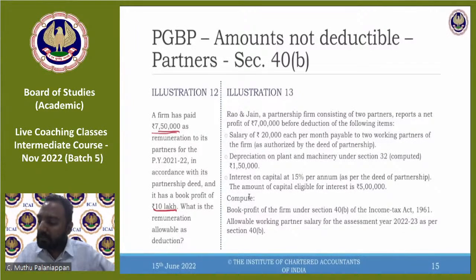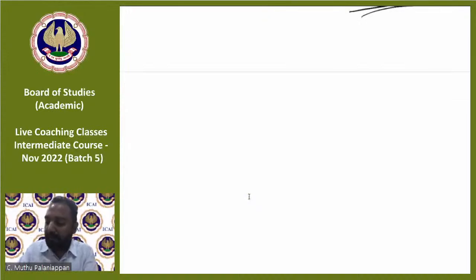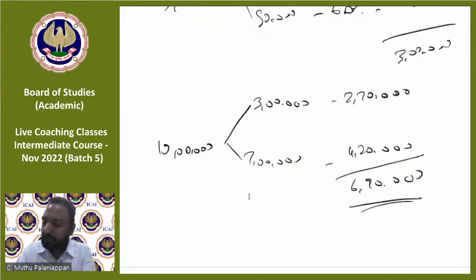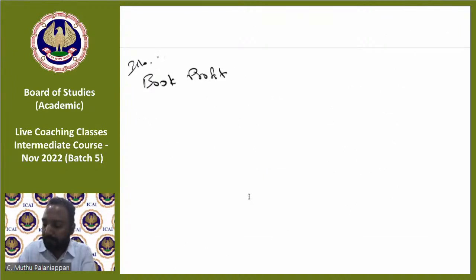The second question: Rao and Jain partnership consists of 2 partners, and reports a net profit of 7 lakhs before deduction of the following items. Salary of 20,000 to 2 working partners, which will be allowed only later, so we can leave it. Depreciation of 1.5 lakhs. Interest at 15% per annum. How much is allowed? Only 12%. So I'll have to compute book profit. This is illustration 13.